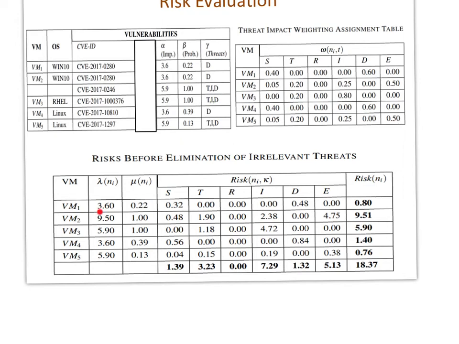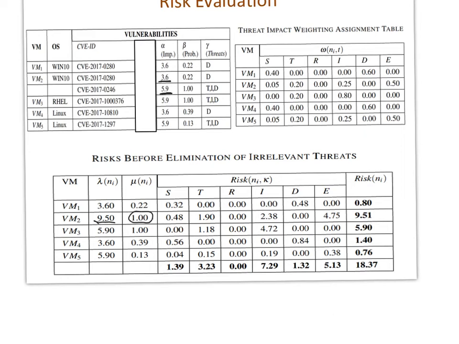So, for example, on VM1, the impact is 3.6, right? And the exploitability is 0.22, the same, because here we have only one vulnerability. So it becomes simple. Similarly, if we talk about VM3, VM4, VM5, you will see that they are very straightforward. The one that requires a little bit of care is VM2 because it has two vulnerabilities. If it has two, or three, or four, then the impact is the summation of the impacts, which in that case is 9.5, the summation of 3.6 plus 5.9.